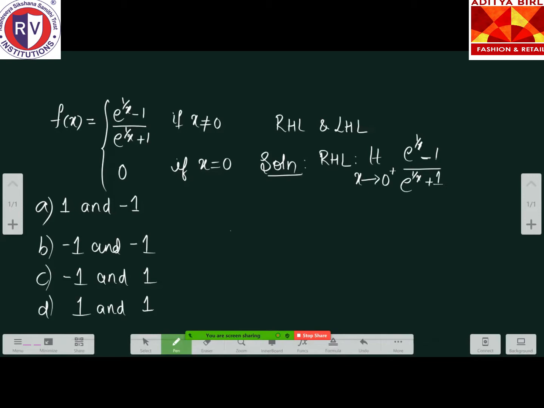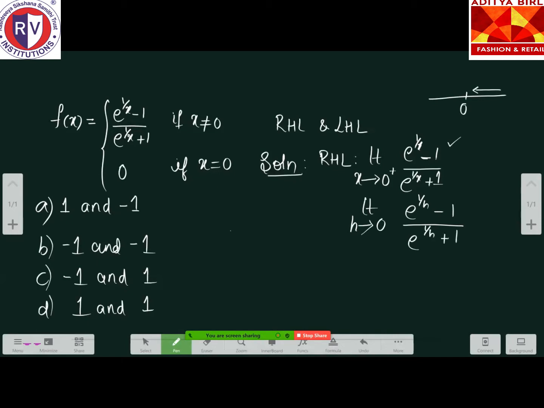Okay. So here when x is tending to 0, the value of x is not exactly equal to 0. So in the number line from the right side x is tending to 0. That means x is exactly not equal to 0. Therefore this will be our function definition. Now let us replace x by h, that is limit as h tends to 0. The function will be e to the power of 1 by h minus 1 divided by e to the power of 1 by h plus 1.